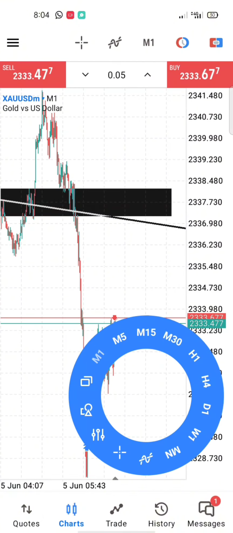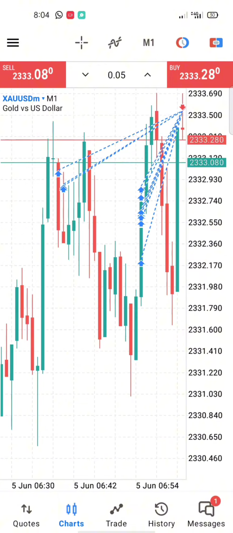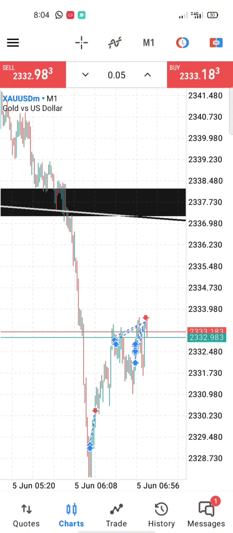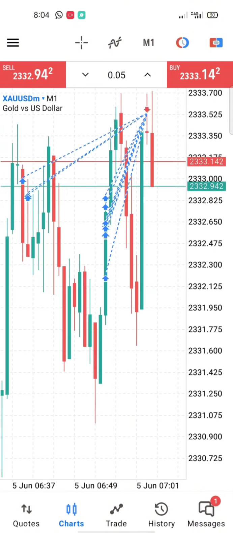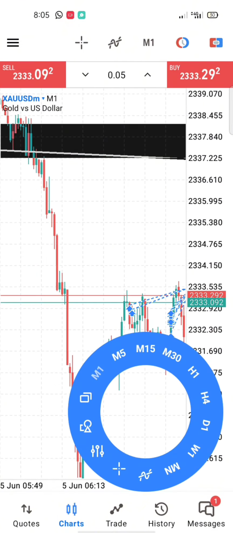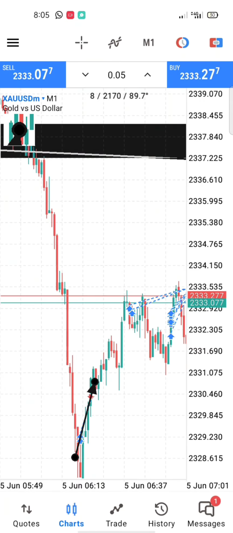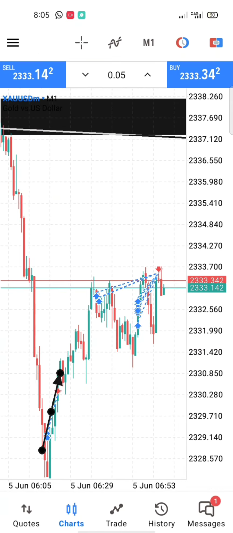See the trade we took here. Let me zoom in. We took the trade from this very point. We took a buy. The first trade we took, see the first trade we took here, from this very point. The trade bought to that very point.